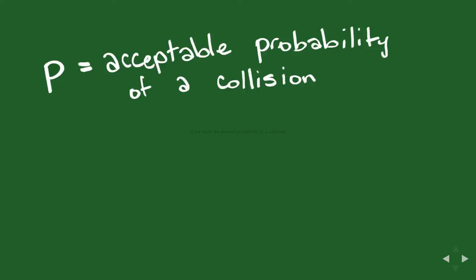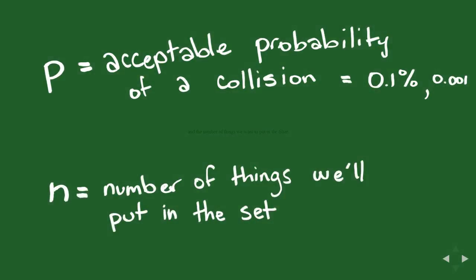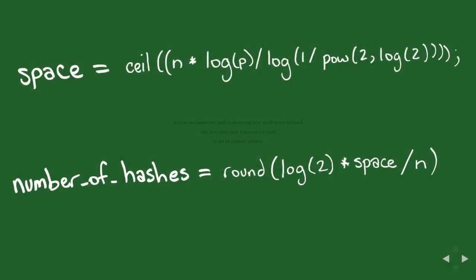So we've reduced the chance of collisions, but it's actually really impractical to reduce that chance to effectively 0. So there's always some chance of a false positive, which would, as we mentioned before, unfairly take pictures of Nicolas Cage out of circulation. However, this probability is at least a number that we have control over. If we know the desired probability of a collision, in the case of our image filter, let's say 0.1%, and the number of things we want to put in the filter, which, as we mentioned before, is about 5,000 images, we can use hand-wavy math to determine how much space we need and how many hash functions we need to get to an optimal solution.